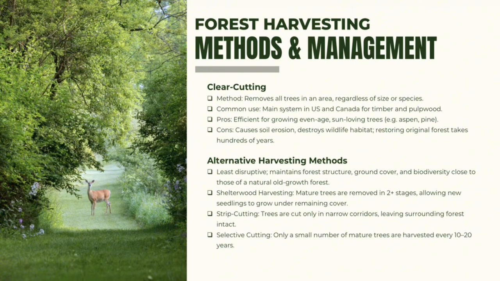And last one is the selective cutting. In this method, only a few mature trees are chosen and taken out, and this is done only once every 10 to 20 years in the same area.